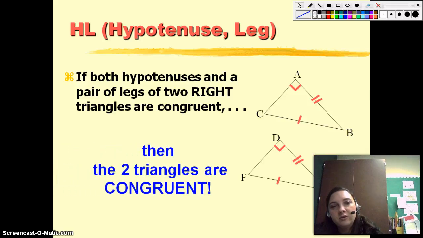These next theorems are based on the previous ones, except they're using the terminology from a right triangle. So if both the hypotenuse and a pair of legs of two right triangles are congruent, then the two triangles are congruent. So here we have the hypotenuse, and then we have one of the legs, and it has to be a corresponding leg. That has to be the same leg in both triangles. Then the triangles are congruent.